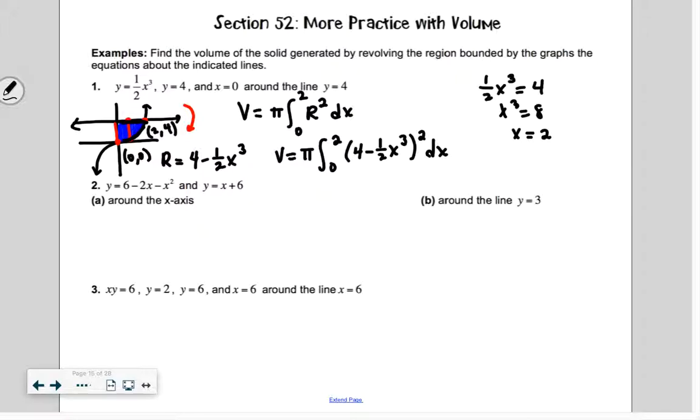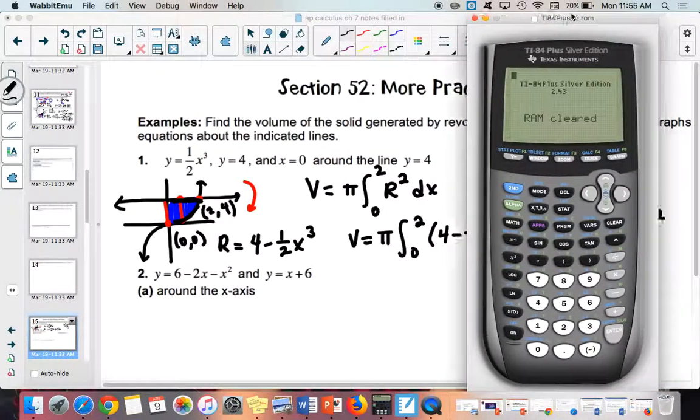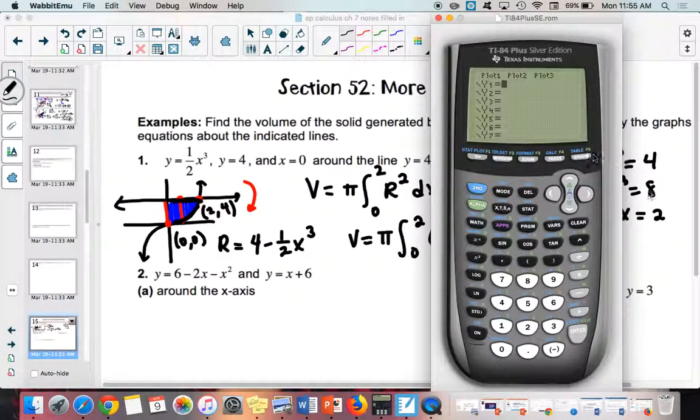All right, so this next one, we have 6 minus 2x minus x squared, and we have y equals x plus 6. Although I think you could graph this by hand, we're actually going to do this one on the calculator because then we're going to practice using our calculator. So I want you to put that parabola, which is a downwards parabola, in for y1. So we're going to do 6 minus 2x minus x squared, and we're going to put x plus 6.